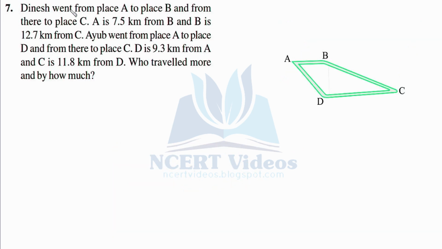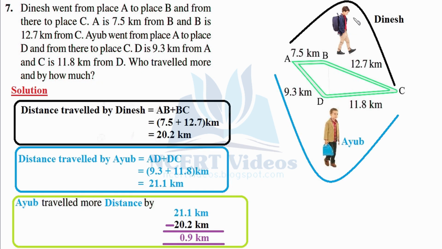7th, Dinesh went from place A to place B and from there to place C. A is 7.5 km from B and B is 12.7 km from C. Now Ayub went from place A to place D and from there to place C. D is 9.3 km from A and C is 11.8 km from D. Who traveled more and by how much? You can visualize it. This is Dinesh and he moves from A to B, which is 7.5 km, then B to C, which is 12.7 km. So the total distance will be the addition of this, or AB plus BC.